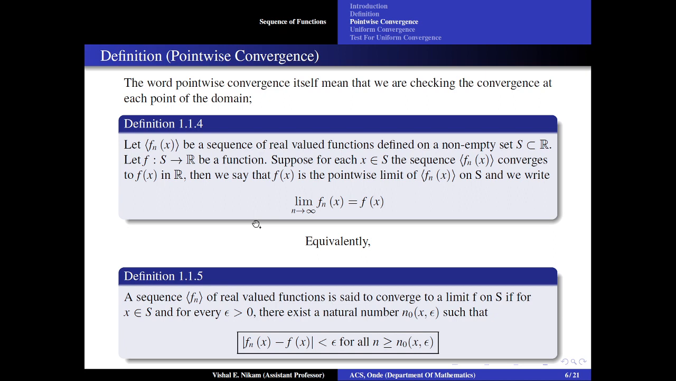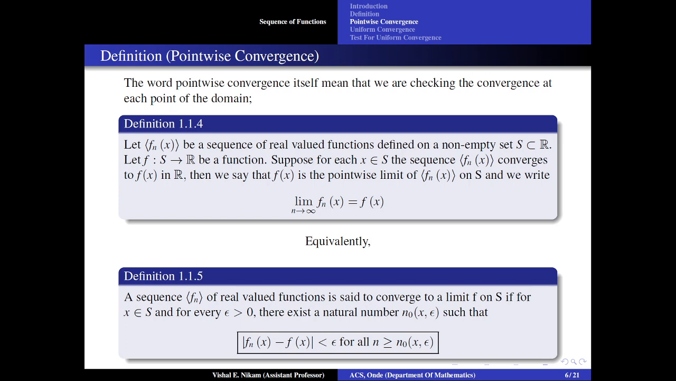How? By a particular example we can see easily. But what is meant by pointwise convergence? Pointwise convergence means that by fixing x, we are finding the limit of f_n of that particular x. We are not varying x, we are varying n. And now the limit as n tends to infinity.